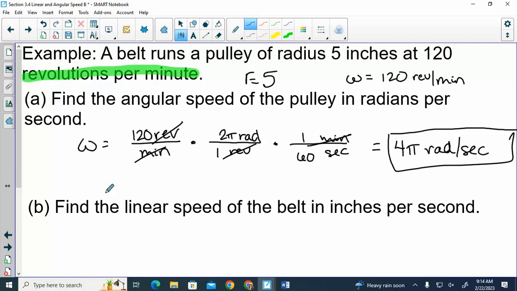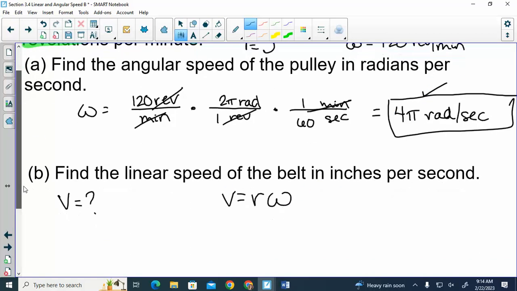Find the linear speed of the belt in inches per second. So linear speed is what variable? V. So we're looking for V. So what are my options? The only thing we know, we had R and we found omega, so we could do V equals R omega. We had 2 different versions of omega. To use it in the formula, it has to be radians. So we have to use the 4 pi that we found.